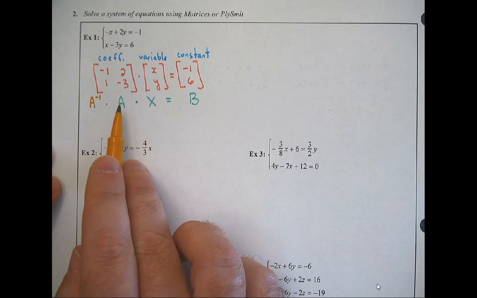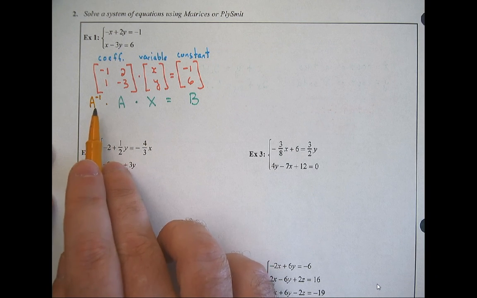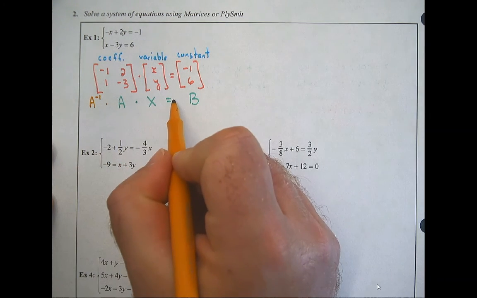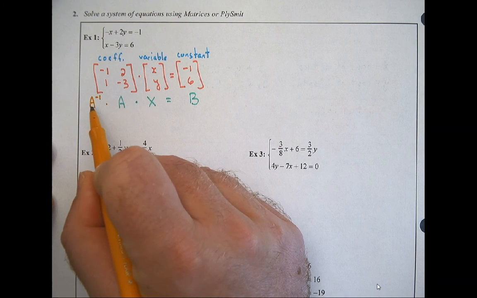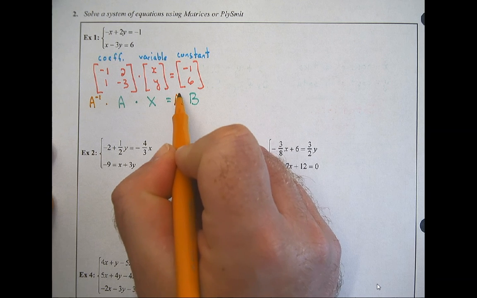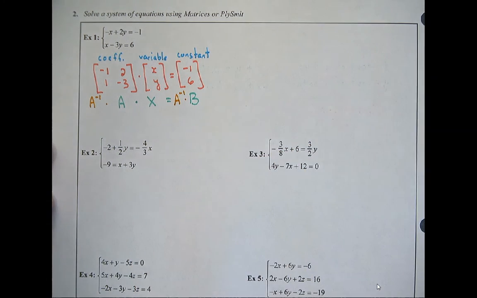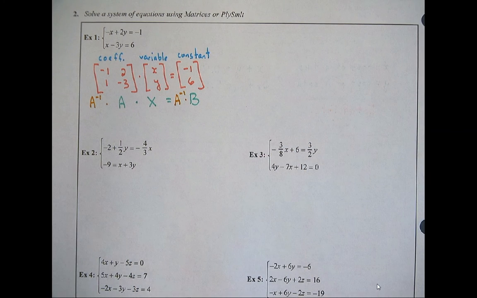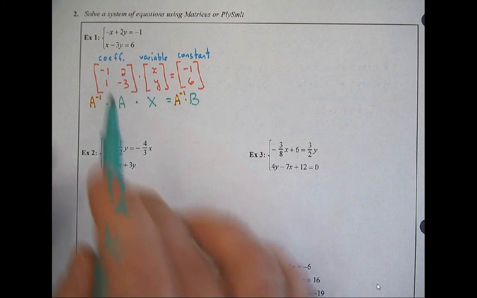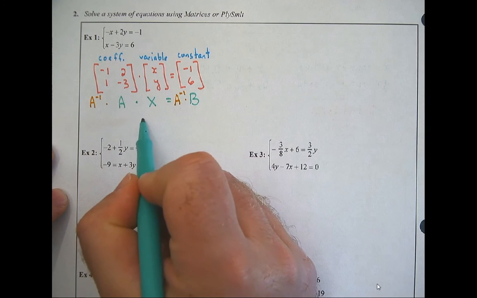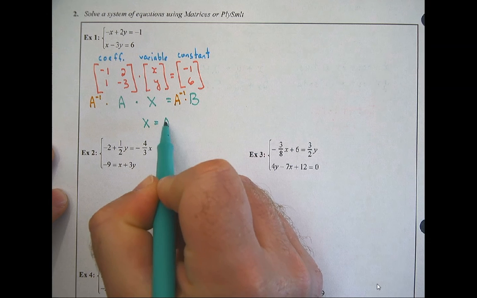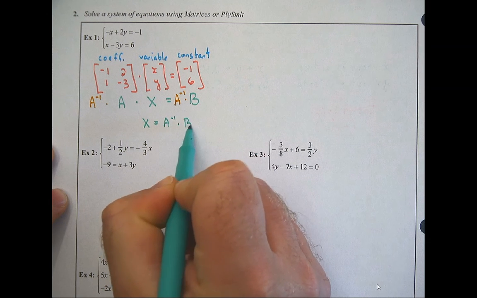Now, matrix multiplication is kind of weird. What side you multiply by matters. So if I multiplied on the left side of A, I need to multiply on the left side of B to keep things consistent. And we get this equation now. Remember, these two cancel each other out, and I get X equals A inverse B.